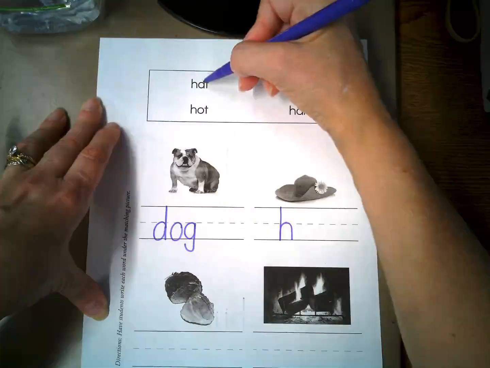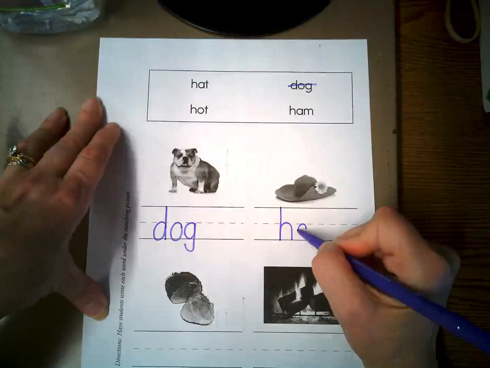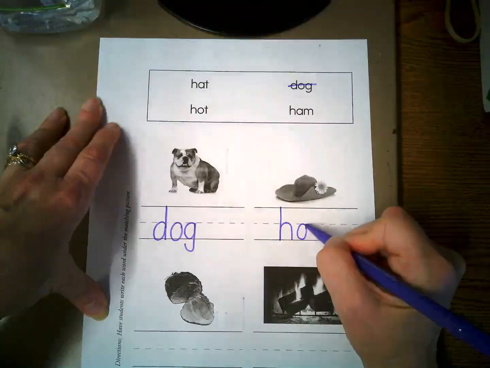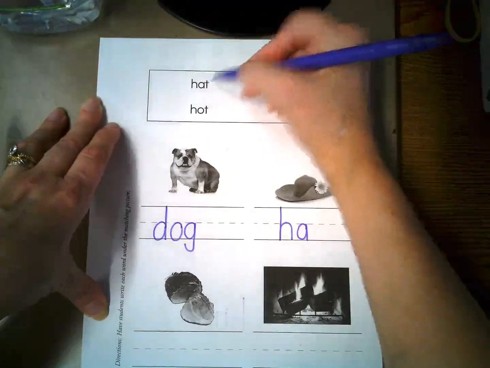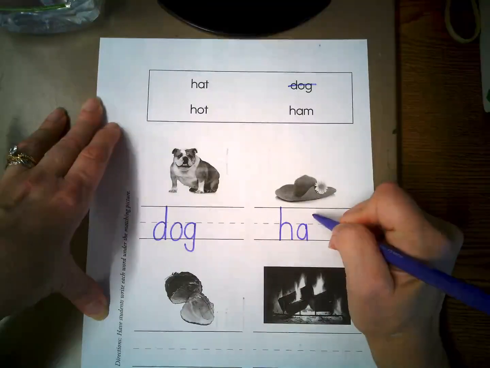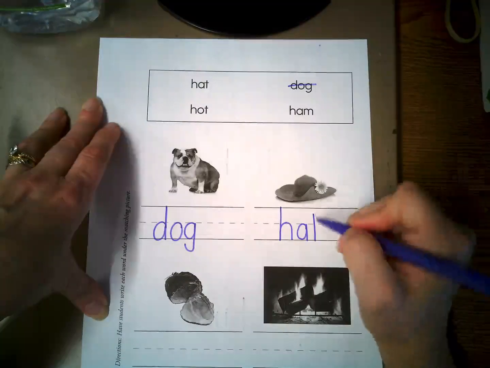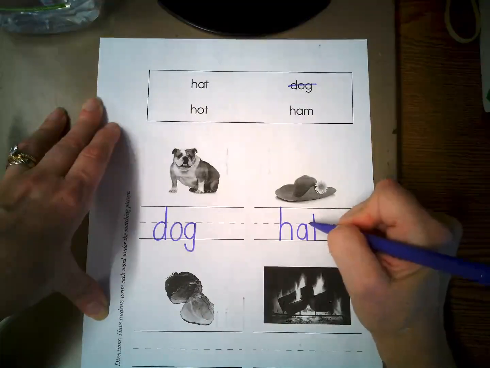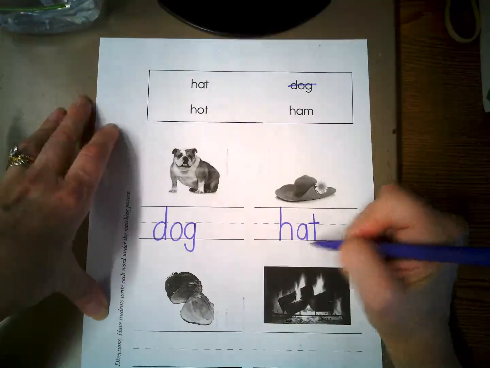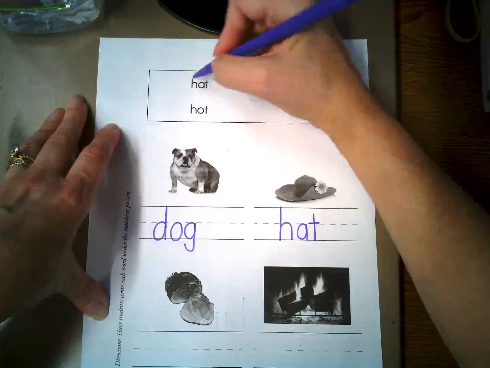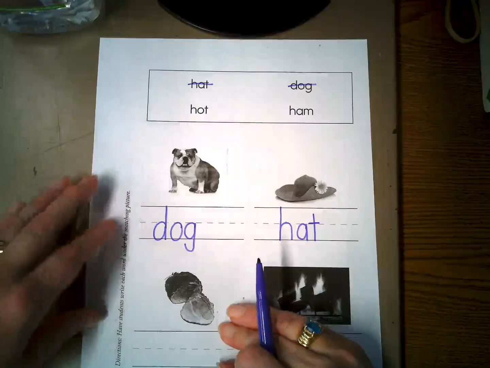Then we have the letter A. A starts like a C. Around, up, and straight down. A T. T is a line down, which is a vertical line. Pick up your pencil, and your line across is a horizontal line. So we used the word hat. I'm going to put one line across. Let's look at our next picture.